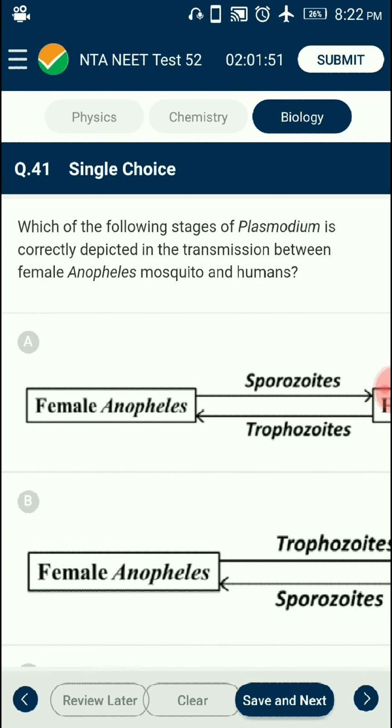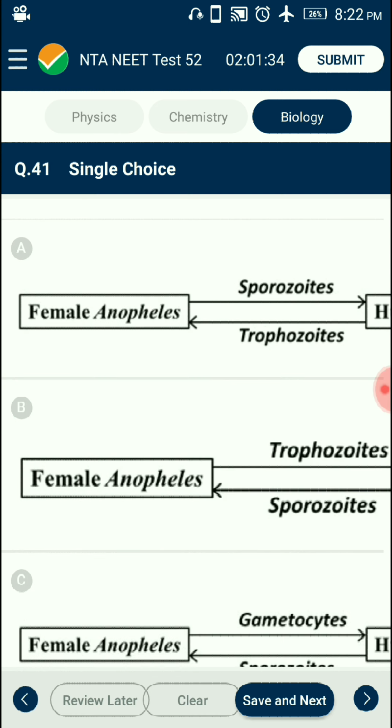Question number 41. Which of the following stages of Plasmodium is correctly depicted in the transmission between female Anopheles mosquito and humans? When the female Anopheles mosquito bites a human for a blood meal, it injects the sporozoites of Plasmodium into the skin wound. Thus, the sporozoite stage is the infective stage of Plasmodium in humans. These sporozoites reach the bloodstream and migrate to the liver. They infect liver cells, generally called hepatocytes, where they divide asexually to form many merozoites.